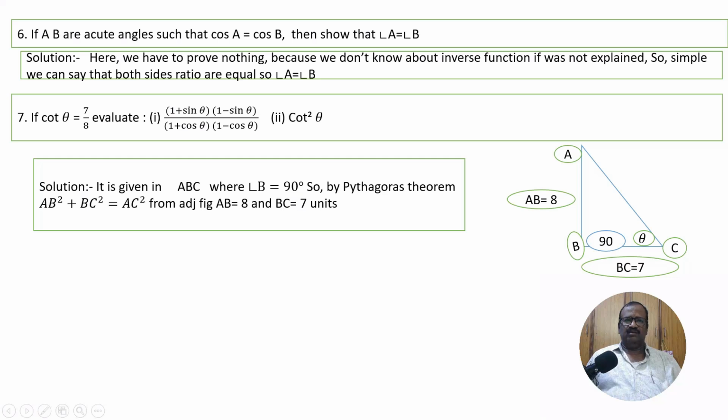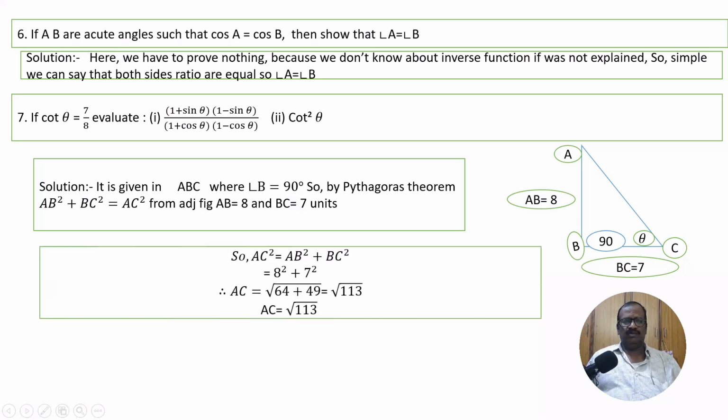So it is given in triangle ABC where angle B is equal to 90 degrees. So by Pythagoras theorem, AB square plus BC square is equal to AC square. From the adjacent figure we know that AB is equal to 8 centimeters, BC is equal to 7 units. Now just simply we have to replace.